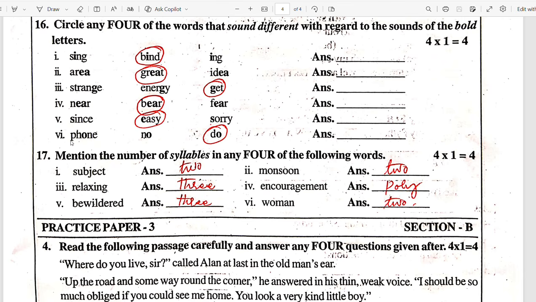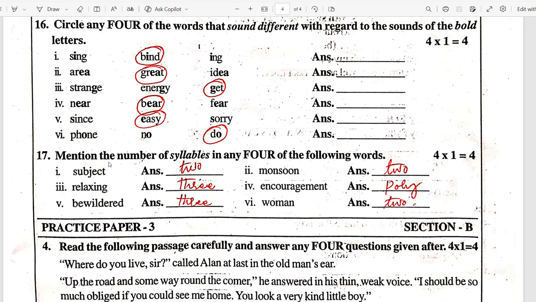Next, phone, no, do. Maybe he's asking about the O sound. See how it is pronounced: phone and no have the same O sound, while do is pronounced differently.